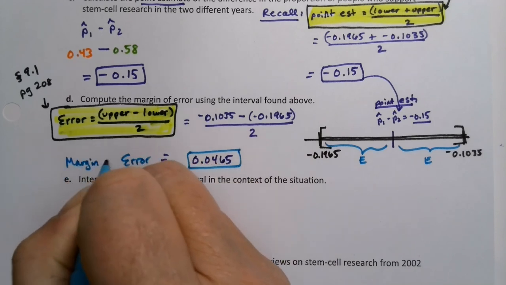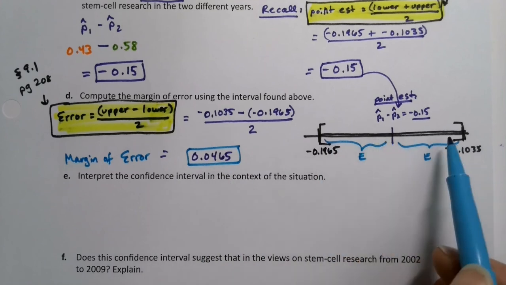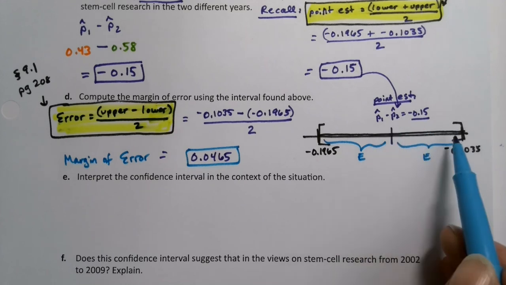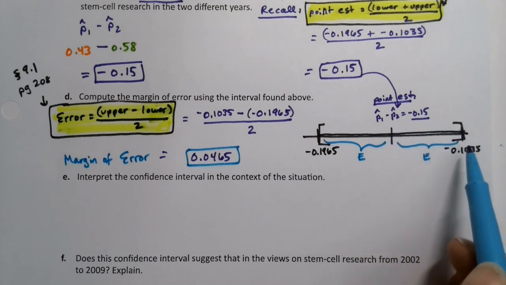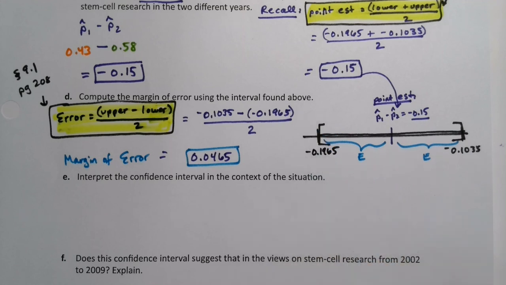The margin of error, remember, is the part that you're adding and subtracting away from your point estimate to make the interval. Right? So if I take negative 0.15 and I add 0.0465, I end up here. If I subtract 0.0465, I end up over here at negative 0.1965.